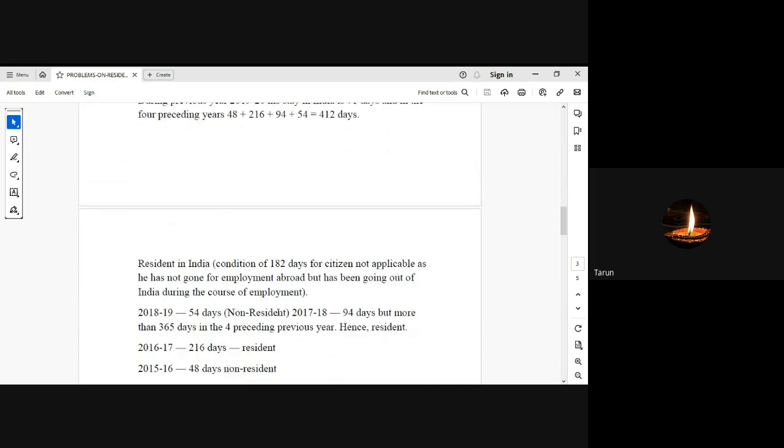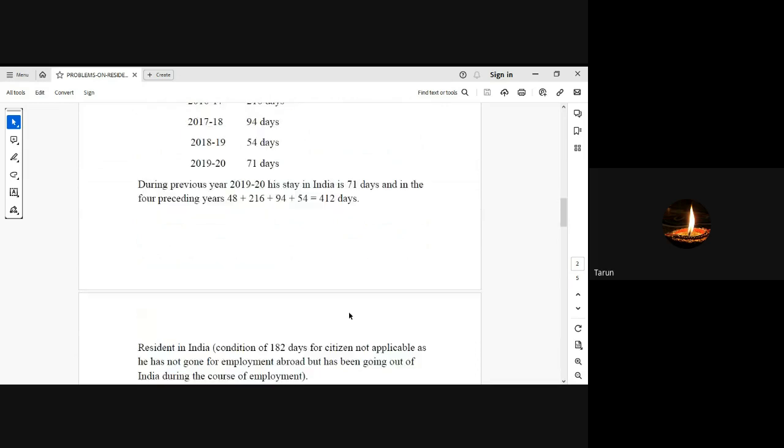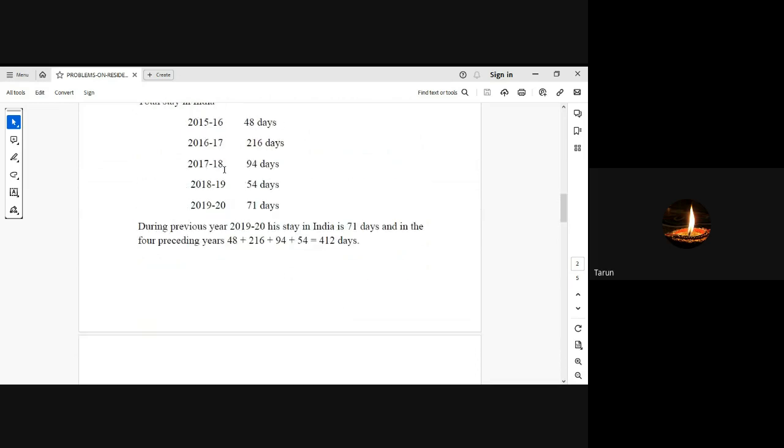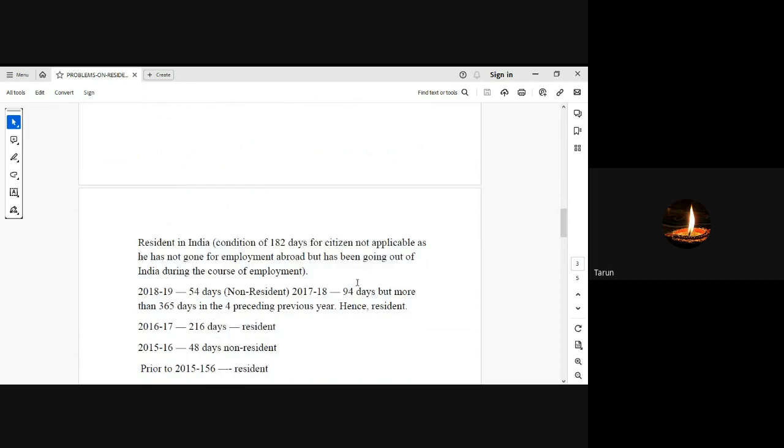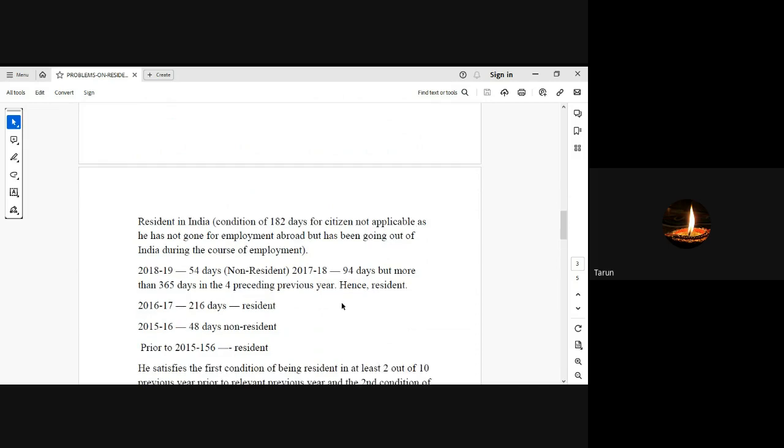During the non-resident year 2017-18, it is 94 days, because we have to estimate the preceding 4 years, but more than 365 days in the four preceding years, hence resident, which I already explained to you, right?